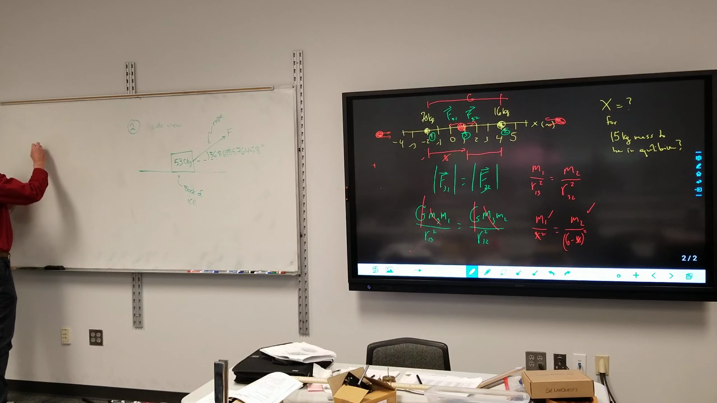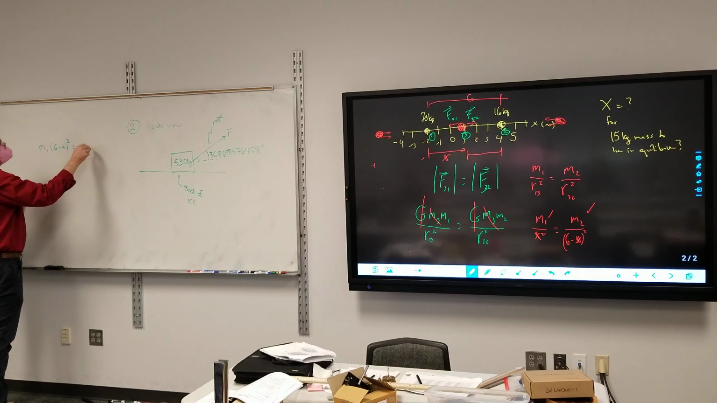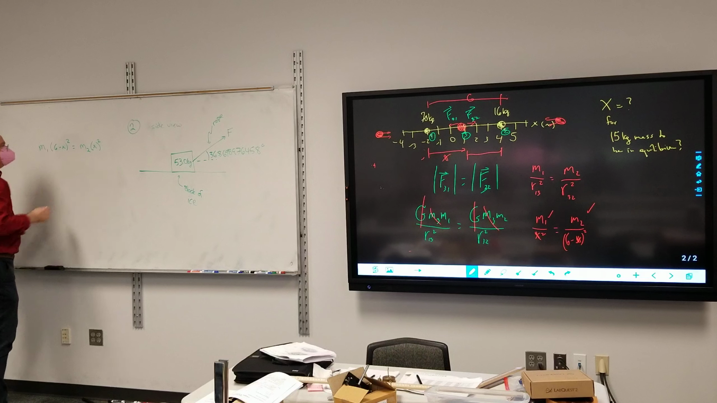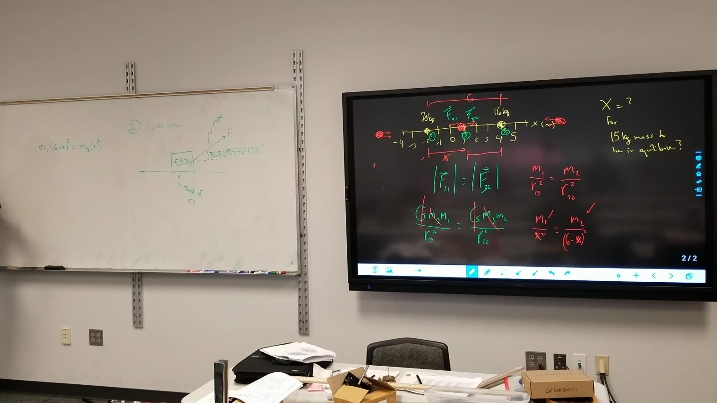So I've got M1 times (6 minus x) squared is equal to M2 x squared. I don't know why I put x in parentheses, but I did anyway. Now what? We're solving for x.